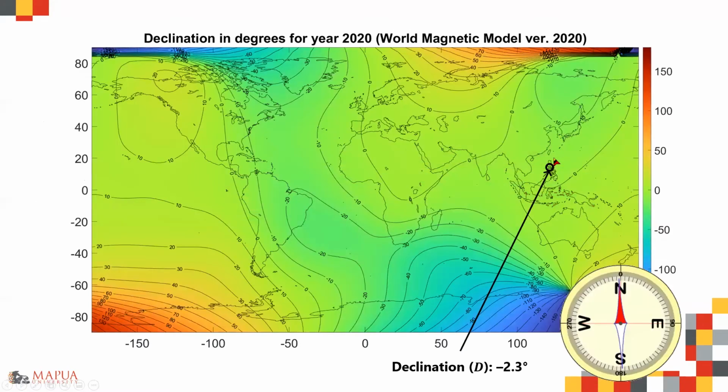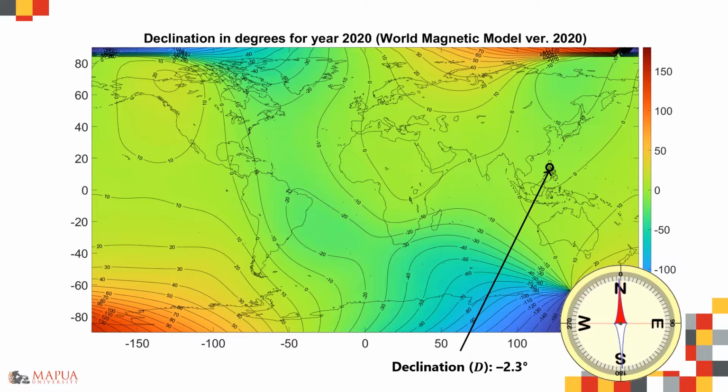Declination, on the other hand, is the angle between the direction of the magnetic field line in the horizontal direction and the direction where you're pointing at the geographic north. So here in the Philippines, the declination is negative 2.3 degrees. That means if you use your compass to locate the geographic north, your compass reading will be about 2.3 degrees off. Okay, so that's the definition of your declination.